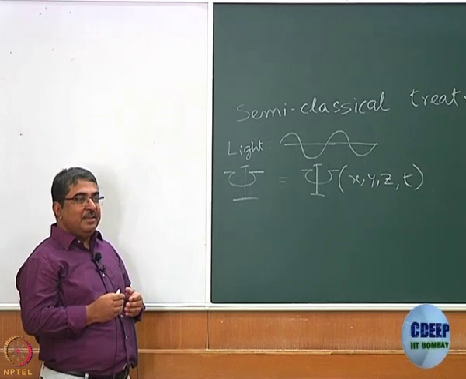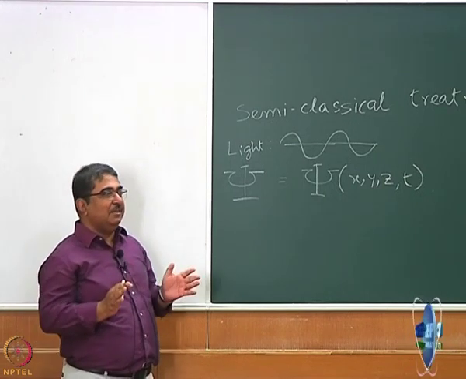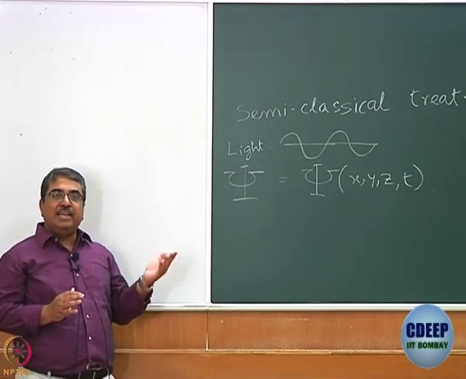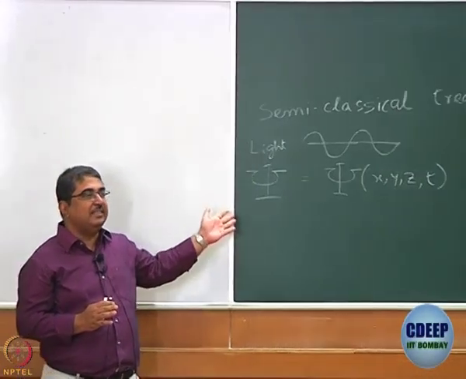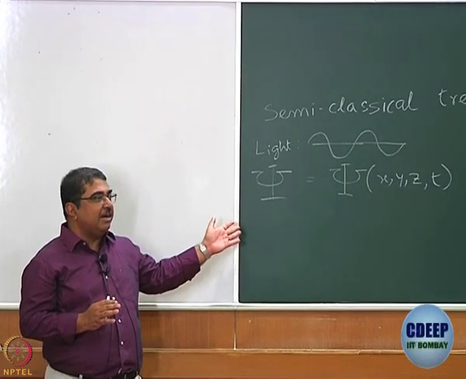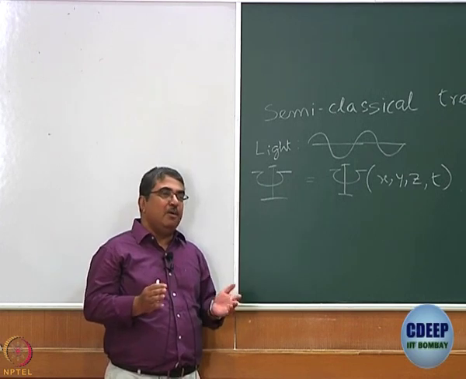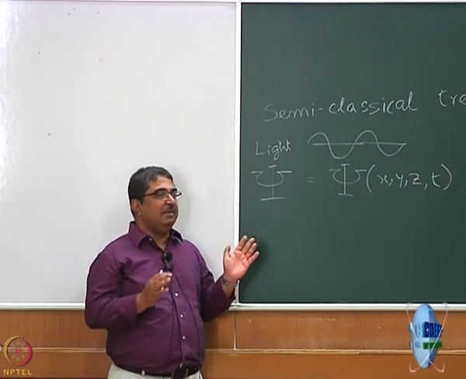Yeah? You try to do a separation of variables, right? Separate the spatial variable from the temporal variable. For that, what is the first condition? You have to write this wave function, which is a function of spatial as well as temporal variable, as a product of a space-dependent part and a time-dependent part.